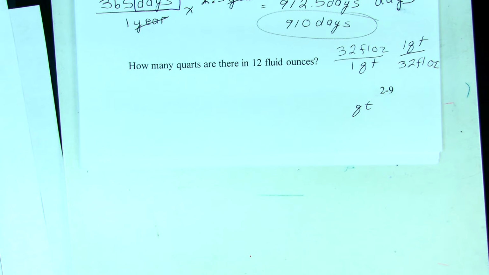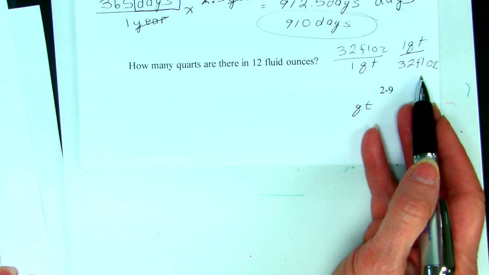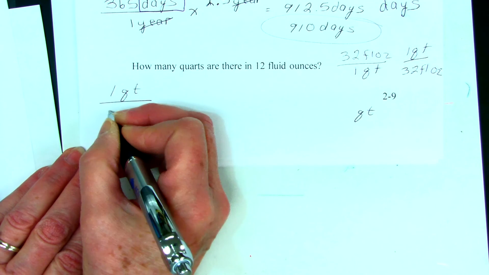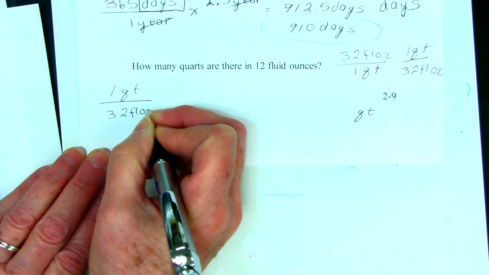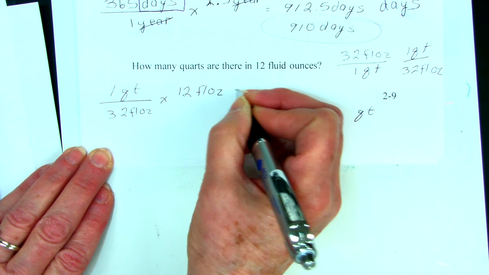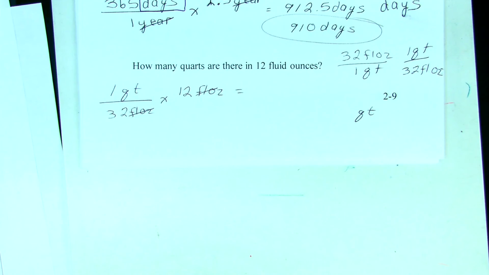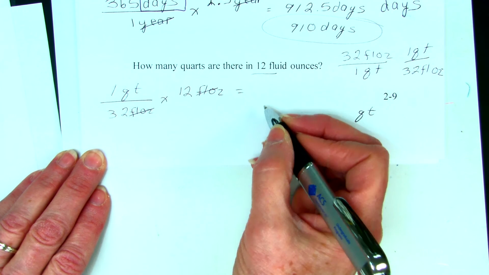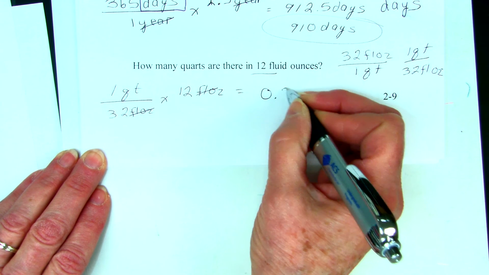You do need to know the metric conversions for the next test. So, how many quarts are there in 12 fluid ounces? Well, if I want my answer in quarts, what do I start with to get it on top? Which of these factors will help me? The one on the right. 1 quart per 32 fluid ounces times 12 fluid ounces. Fluid ounces divided by fluid ounces is 1, so the units cancel. How many sig figs can I report in my answer? 2, because I have 2 here. So 0.38 quarts.